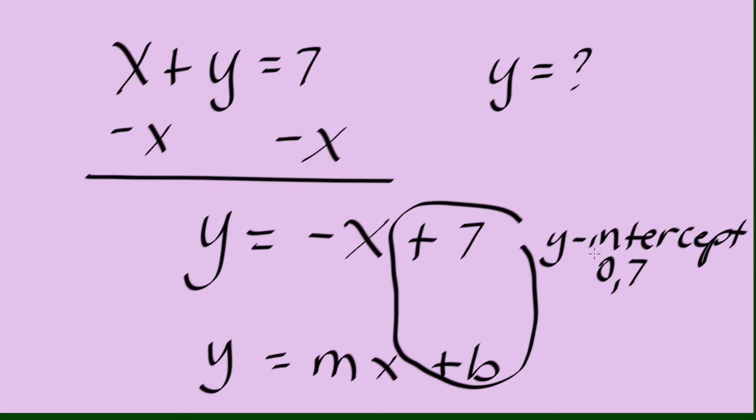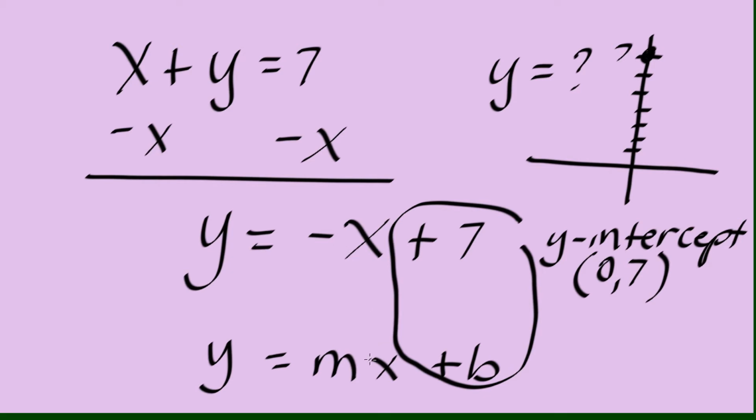Actually, it's a point, so it has to be in ordered pair format. It has to be (0, 7). A y-intercept is a point, okay? It's actually a point on the y-axis. It's like 1, 2, 3, 4, 5, 6, 7. It's a point on the y-axis where the line will cross, okay?